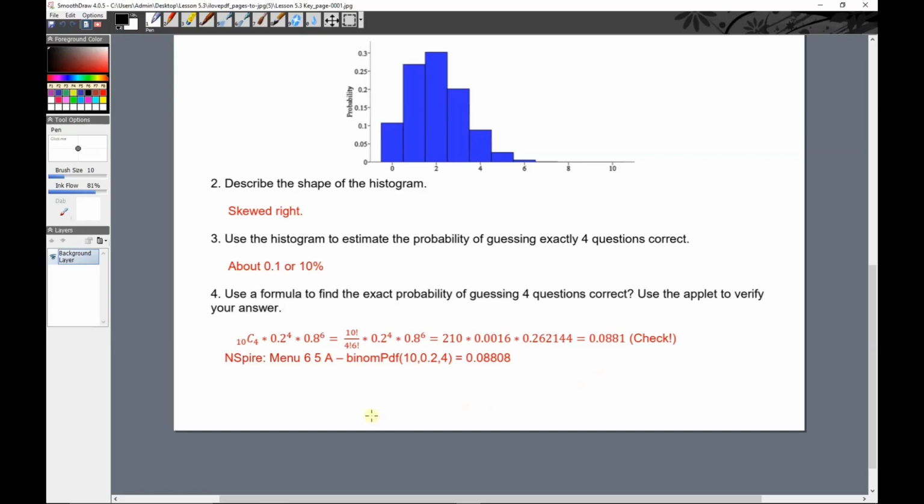There is a feature in your calculator, and it's menu 6.5a, and it's binomial PDF. PDF stands for probability distribution function, and you put in the number of trials. In this case, it's 10 questions, probability of success, 20%, 0.2, and how many you're interested in getting the probability of getting right. Here it's 4, and it's the same answer as this. This is just a rounded version of this.